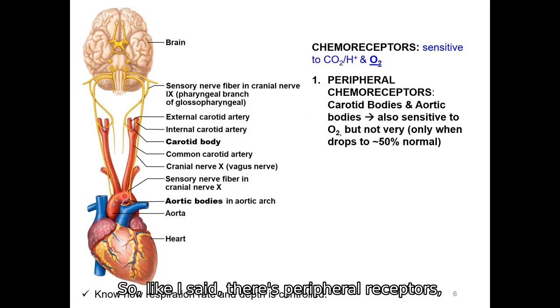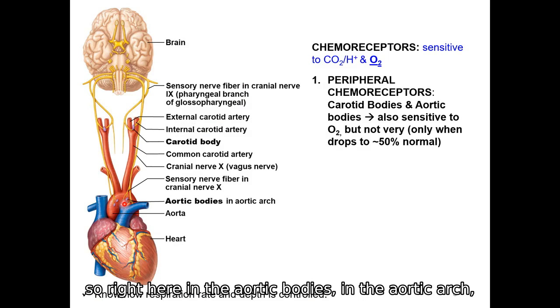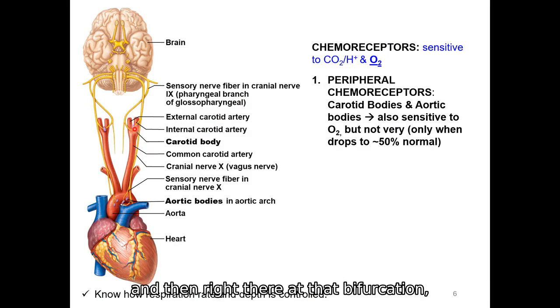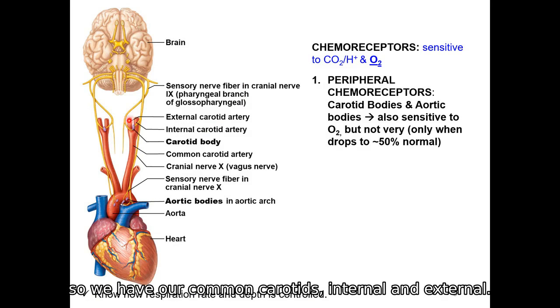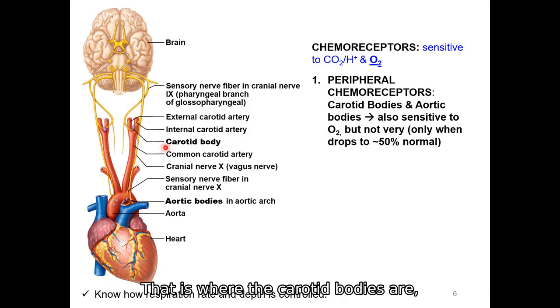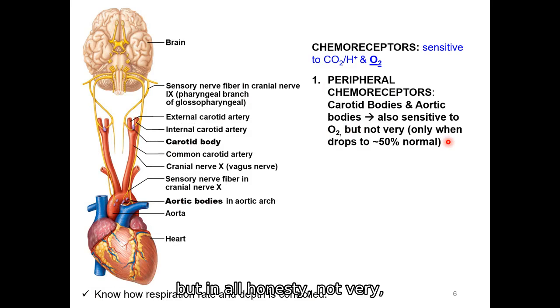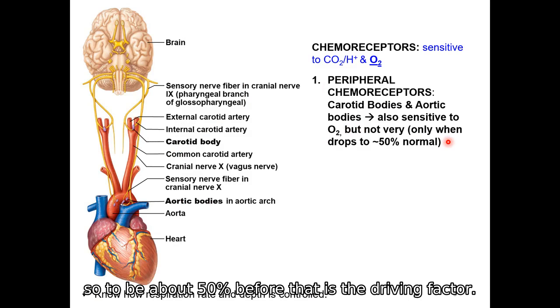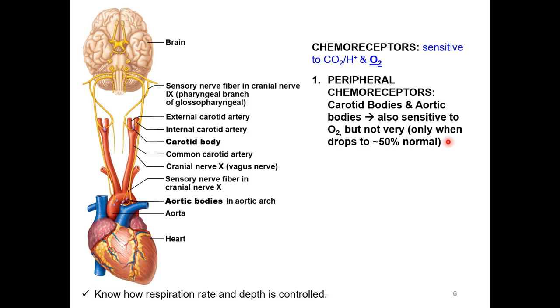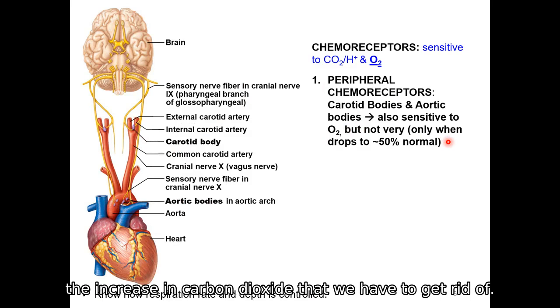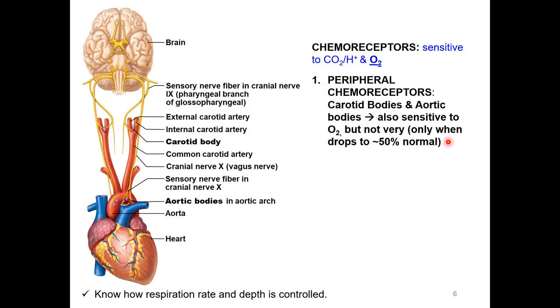So like I said, there's peripheral receptors, so right here in the aortic bodies, in the aortic arch, and then right there at that bifurcation, so we have our common carotids, internal and external, that is where the carotid bodies are. And so there's an O in it, so they're going to be monitoring oxygen and other respiratory gases. So peripheral chemoreceptors, they're sensitive to oxygen, but in all honesty, not very, because you have to lose a lot of oxygen, so to be about 50% before that is the driving factor. Like I said, our number one stimulus is going to be the increase in carbon dioxide that we have to get rid of.